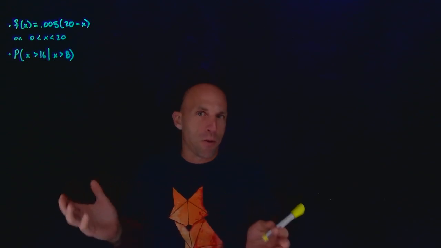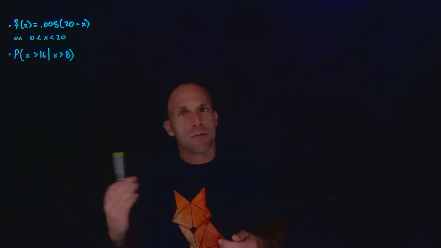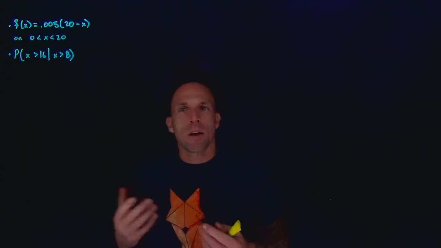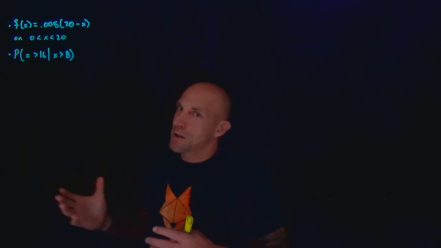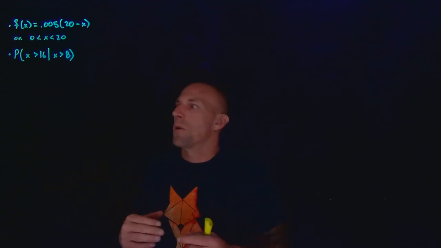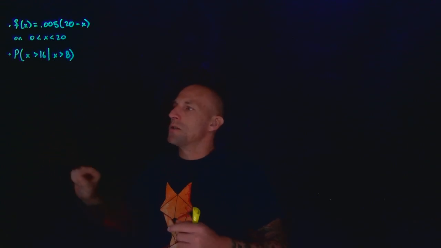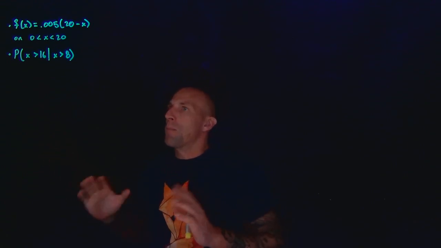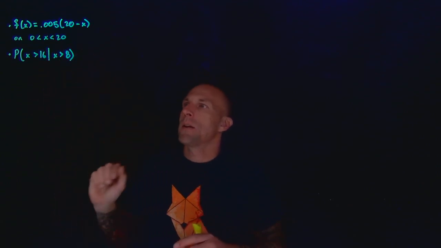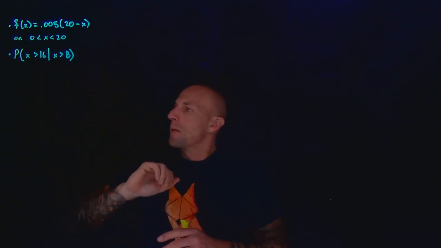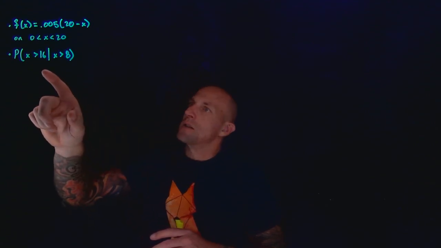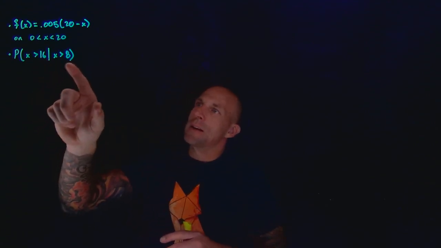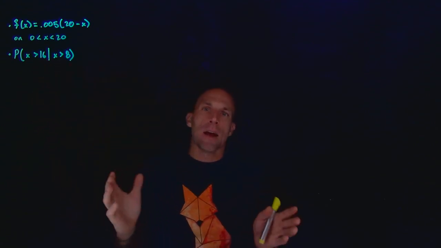This is problem number 32. Sometimes you've got no choice other than to do the calculus, and fortunately for us, the calculus here is pretty straightforward. So we've got losses due to fire being modeled with this function right here on 0 to 20, and we're asked to find the probability that the losses exceed 16 given that they exceed 8.